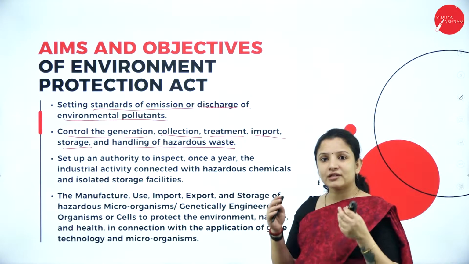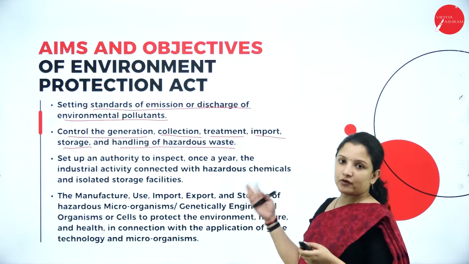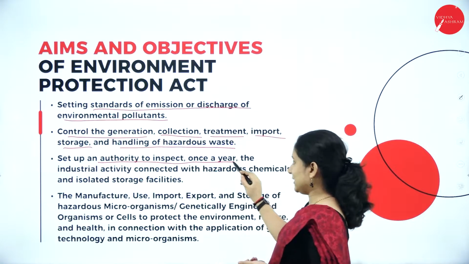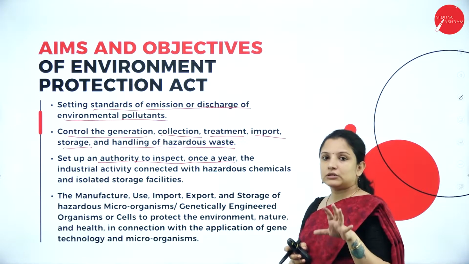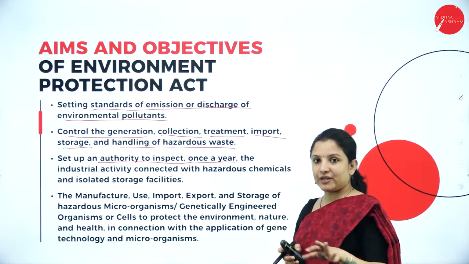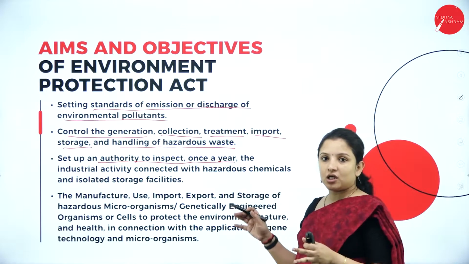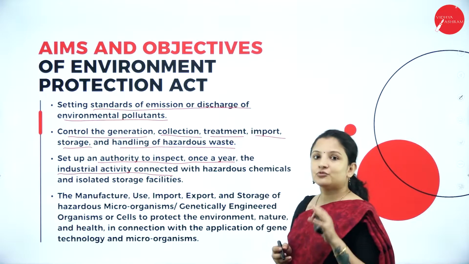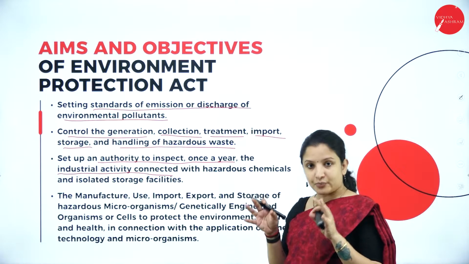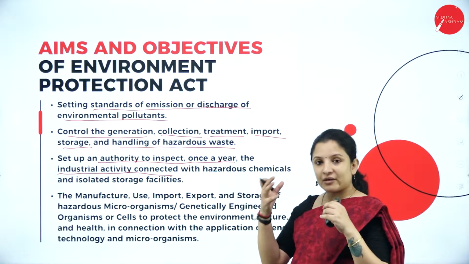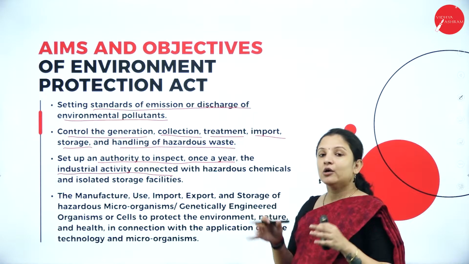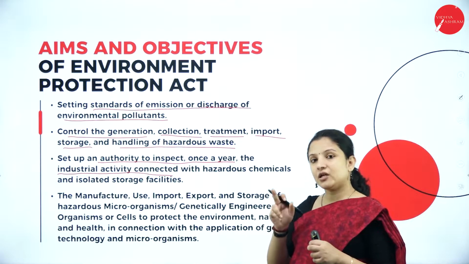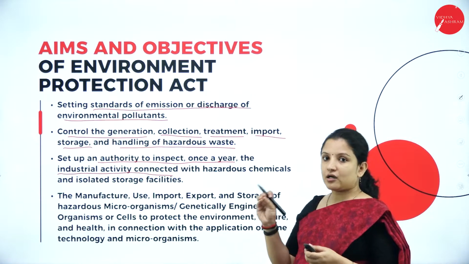So like that, all these rules and regulations are framed by this particular Environmental Protection Act, which the people have to follow. And it sets up an authority to inspect, that is, a group of people or a committee is set up. This authority, every year, will visit the industries to check their activities: whether the industries are disposing of waste in a proper manner, whether they are following the emission standards, whether they are treating the chemical waste before letting it out. All that, once every year, these committees will go and check and make a note of it.